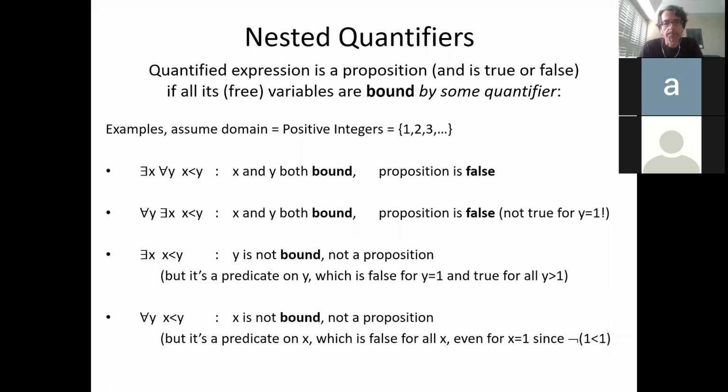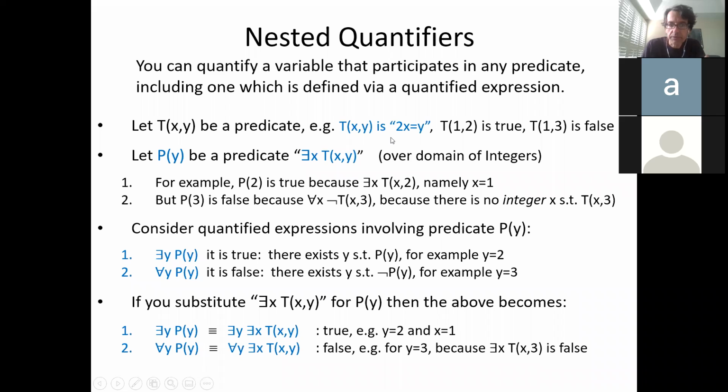Okay, let's look at just another example with different inner predicates. So now the predicate is x is smaller than y, and I change my domain to positive integers. So all of this stuff is very, very sensitive to domain, right?